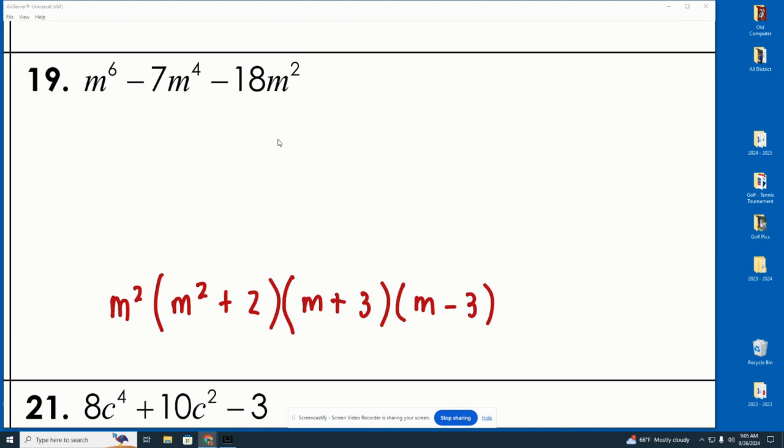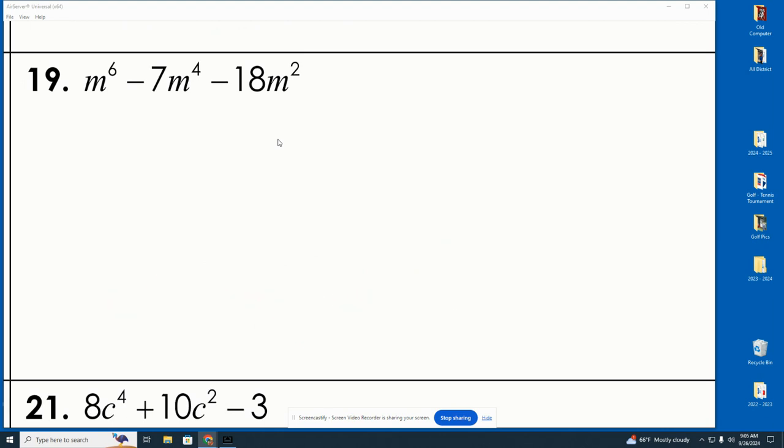Number 19. Again, when I look at this thing, I immediately see 3 terms. 1, 2, 3 terms. I always ask myself the same question first. Remind me, what is that? Yes. Is there a greatest common factor? Can I pull something out of m to the 6th, m to the 4th, m squared? m squared. So let's do it. Let's pull m squared out of m to the 6th first. What's m to the 6th divided by m squared? 6 minus 2? m to the fourth.